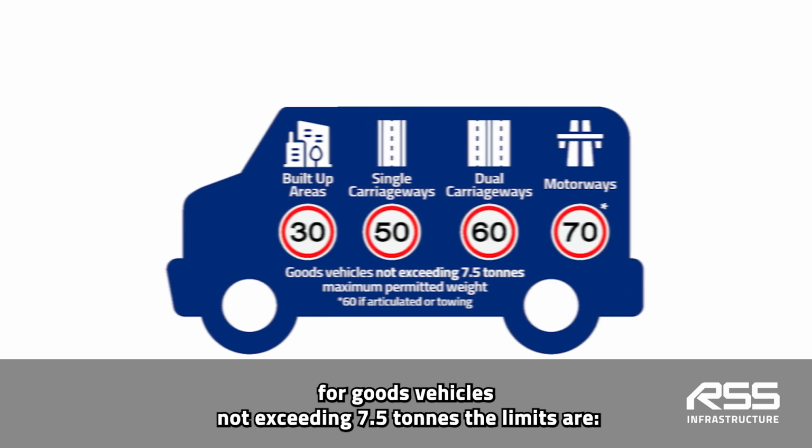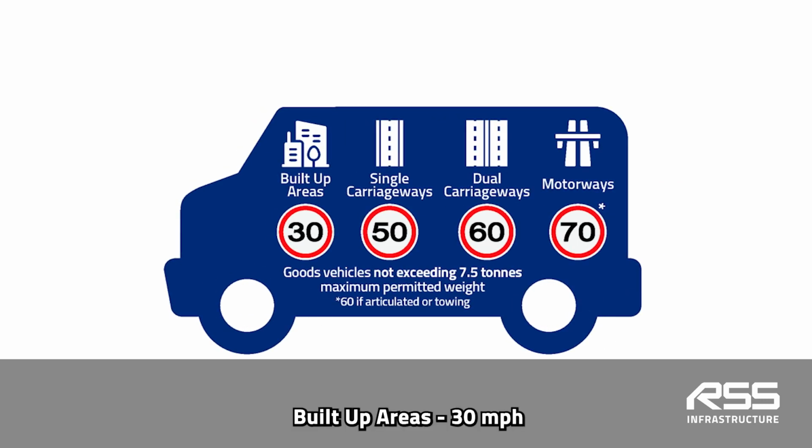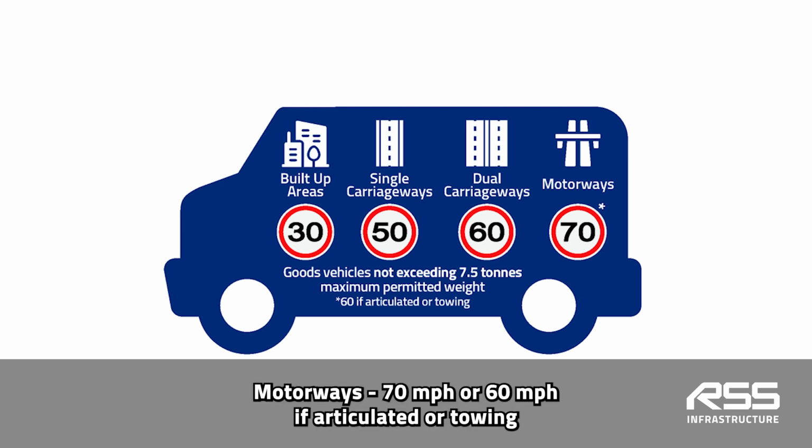For goods vehicles not exceeding 7.5 tonnes, the limits are: in built-up areas, it's 30 miles an hour. Single carriageways, 50 miles per hour. Dual carriageways, 60 miles per hour. And motorways, it's 70 miles per hour, or 60 miles per hour if articulated or towing.